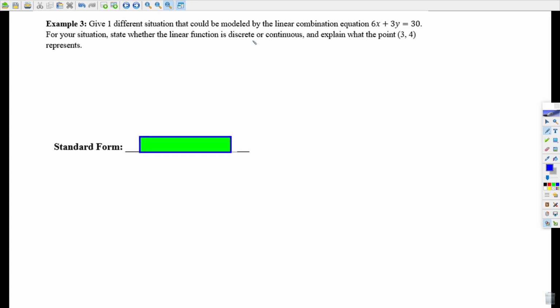So I'm going to try to do one that would be continuous. Yeah, sure. Let's do that. I'm going to say x is going to be pounds of cheese. Like you go to the deli and they have to slice the cheese and you get a certain amount of pounds of cheese. And we'll specifically say that it costs $6 per pound.